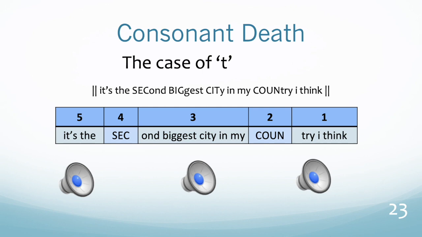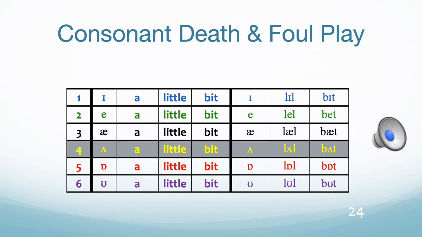Another exercise type can be seen where we combine consonant death and foul play. And by foul play, I mean playing with the vowels. So we get a little bit, we get it with consonant death, a little bit, and then we change the vowel.